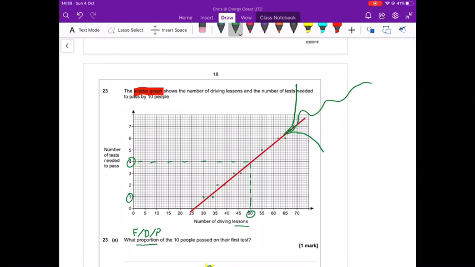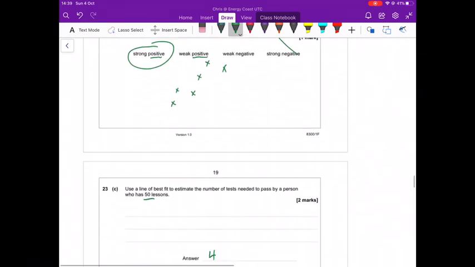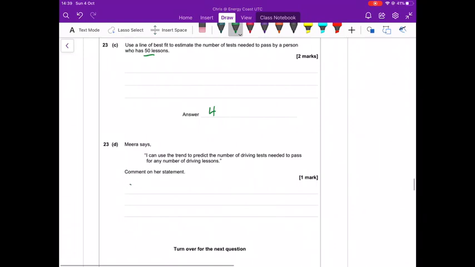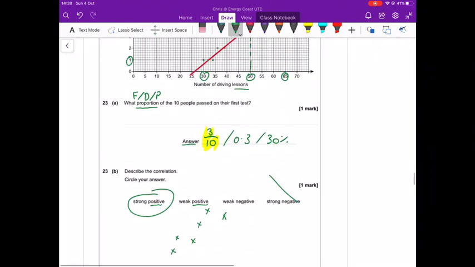So I can't use this to predict what happens forever. All I can really predict it to is about 65, which is roughly where it goes to, okay? And starting at about 30, which is where it starts, okay? So I'm going to write something like, can't predict with data outside of the range that I'm given, okay?